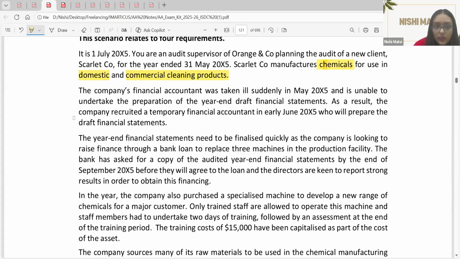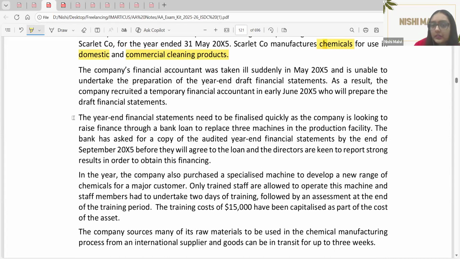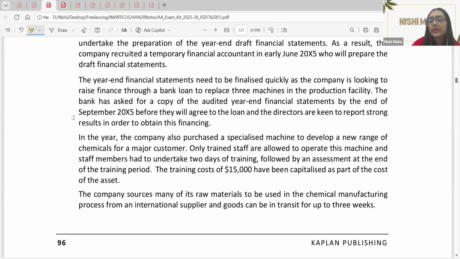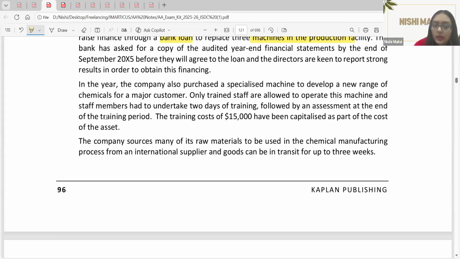The company's financial accountant was taken ill suddenly in May 2025 and is unable to undertake preparation of the year-end financial statements. We can identify that there is a problem with correct representation as well. As a result, the company recruited a temporary financial accountant who will prepare the draft financial statements. The year-end financial statements need to be finalized quickly as the company is looking to raise finance through a bank loan to replace 3 machines in the production facility. The bank has asked for a copy of the audited financial statements.